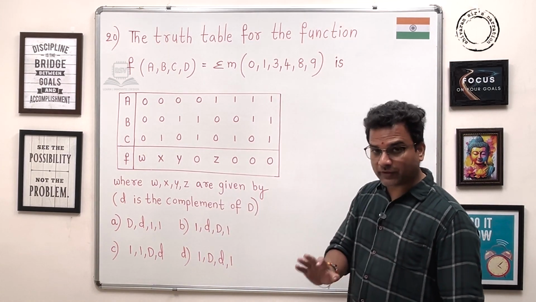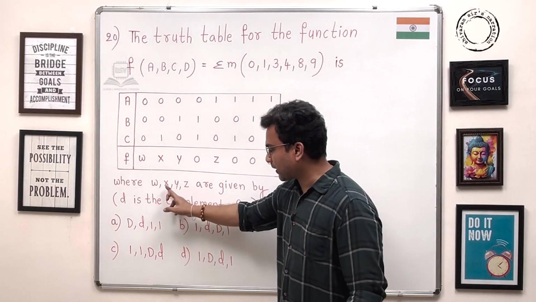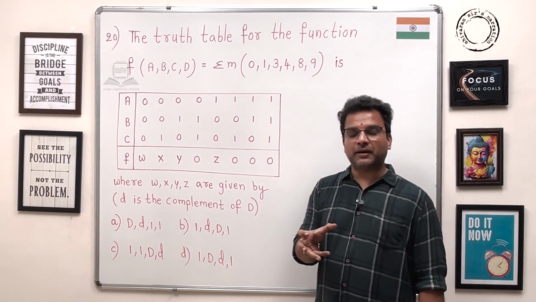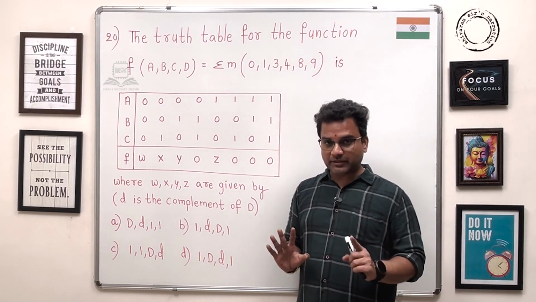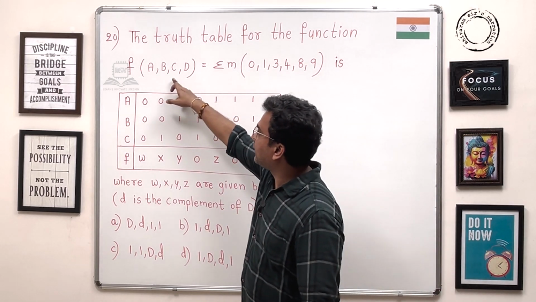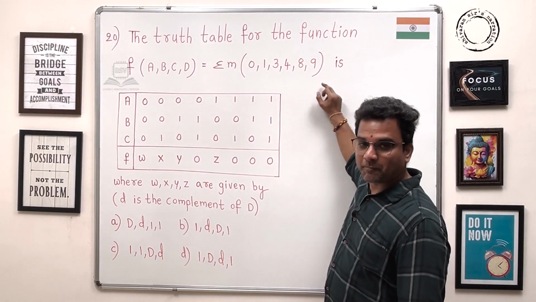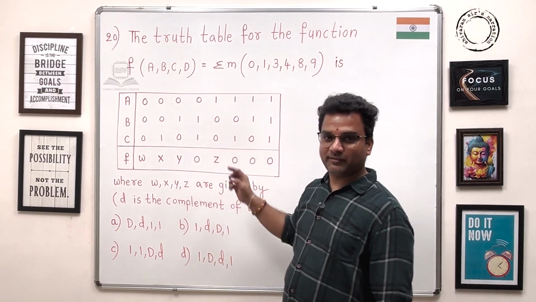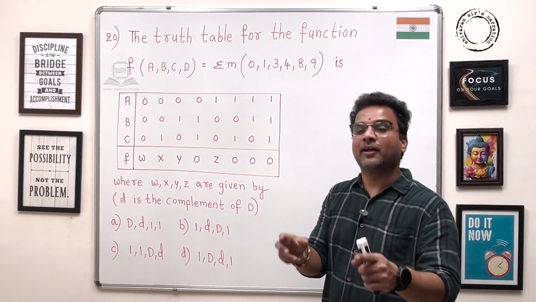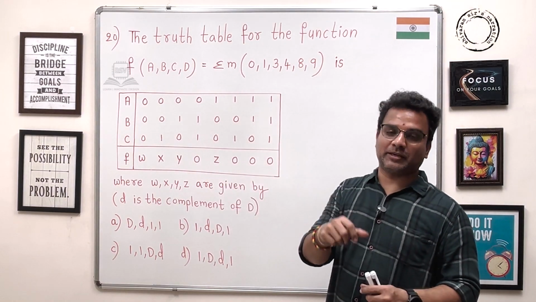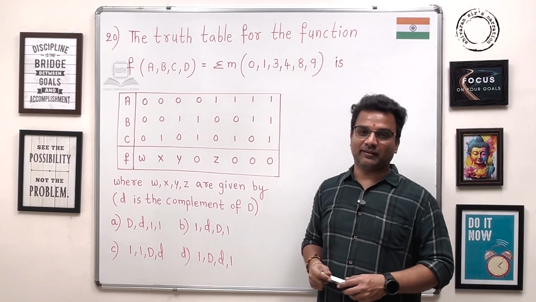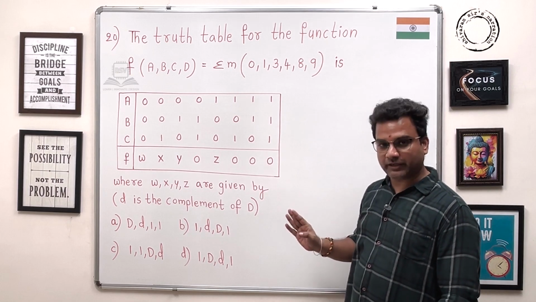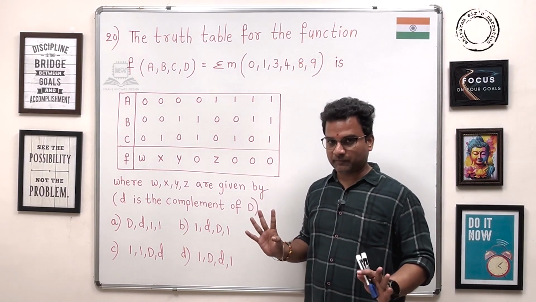Now we want to find out what is w, what is x, what is y, what is z. Guys, the best part is here, it is a 4 variable Boolean function, but he has given a 3 variable truth table. So it's a big deal. We want to find out what is w, what is x, what is y, what is z.